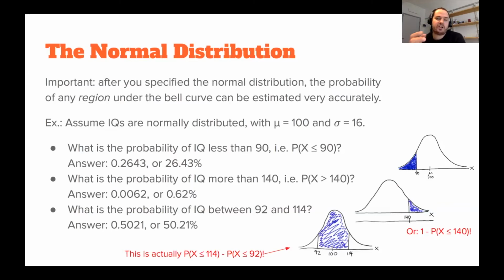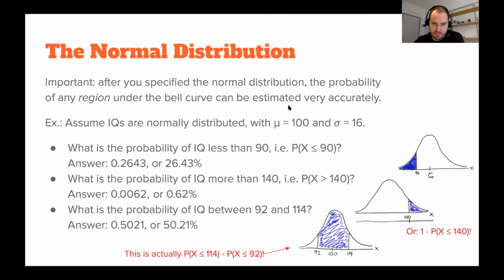Of course, you're not going to do it by hand. There are computers that will compute that for you, and actually there's another manual method that I'm going to show you in the next slide. But the important part to know is that every time you have a normal distribution, you can determine the probability of any region under that curve.